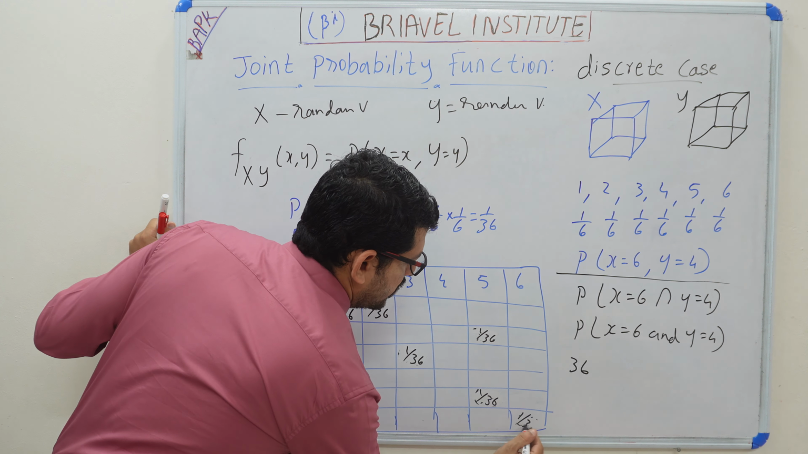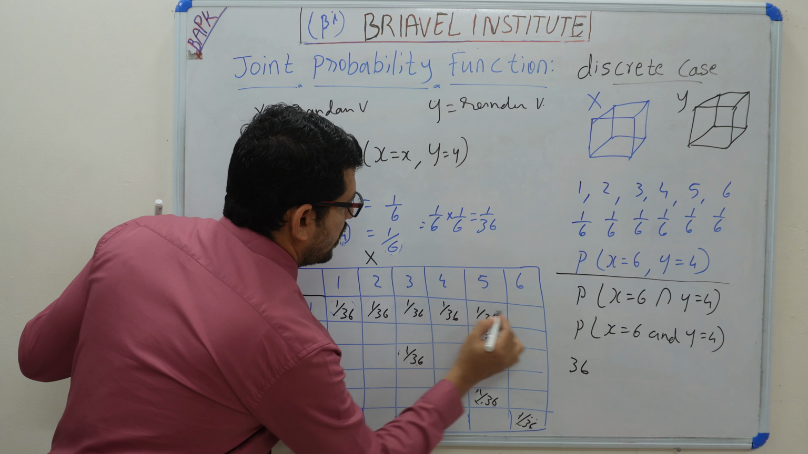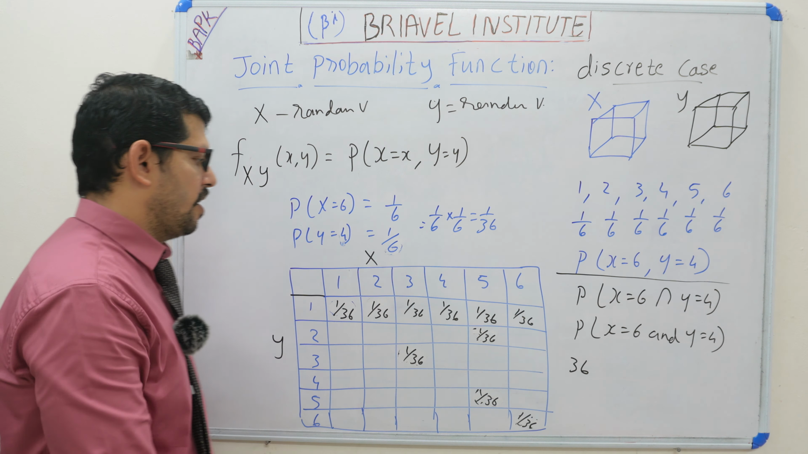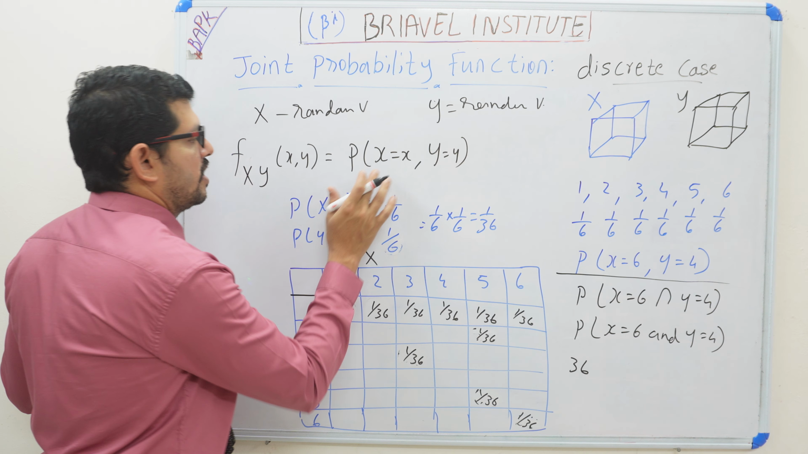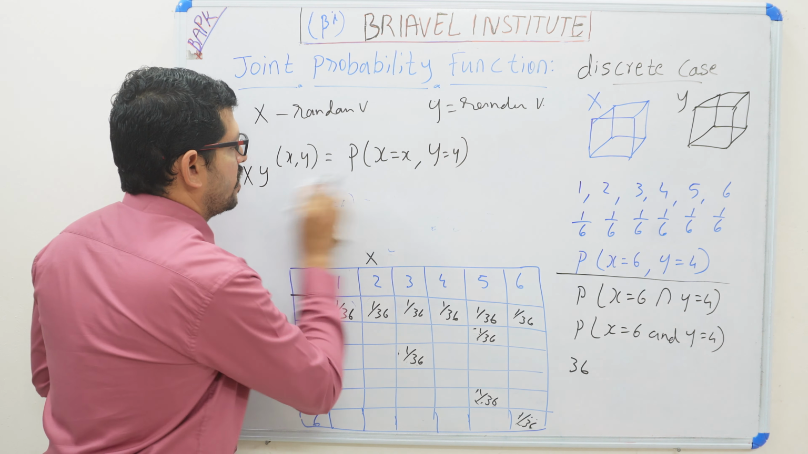You see 1 by 36. Here is 1 by 36. So all the columns will be 1 by 36, all have the equal probability. All having the same probability. All they have x is equal to 6. Here is represented x is equal to 6. How to represent this column?